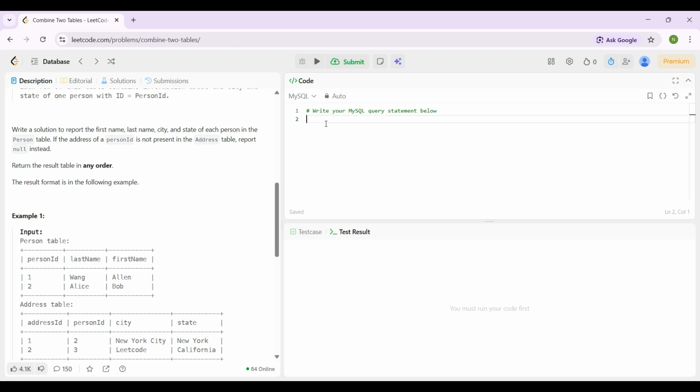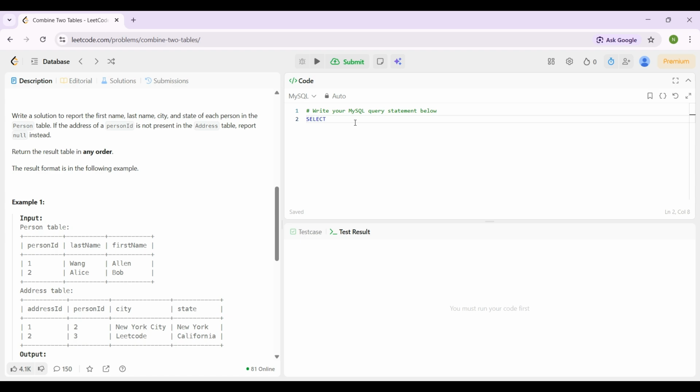Now see, we will write the query. We know that in SQL we will use select to get the values, or if you don't know any basic things about SQL, do comment. I will definitely make a video explaining all the commands like DDL, DML, DQL and how to write queries very easily. I will definitely make a video.